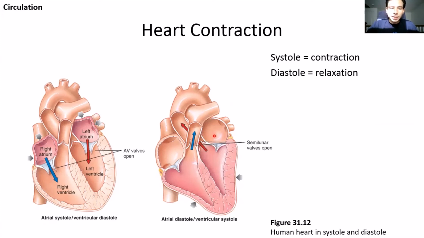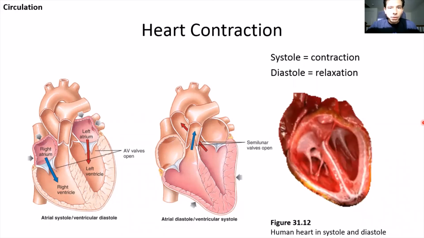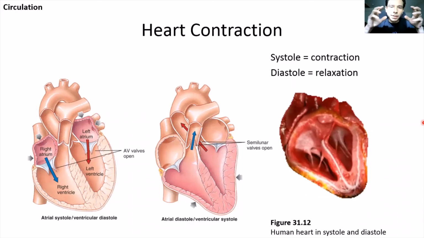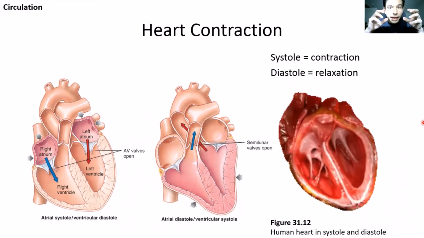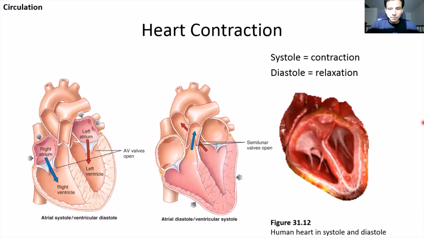So what happens next is that the atria are going to relax so they can receive more blood, and the ventricles are going to contract so they can force out the blood. Okay, so that's what we have here, atrial diastole and ventricular systole. And so that's really what causes the lub-dub of the heart. The first sound is the atrial contractions, and the second one is the ventricular contractions.